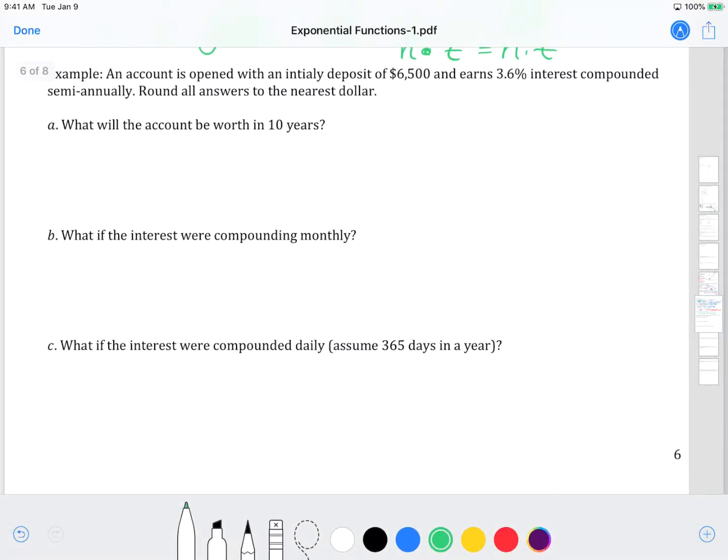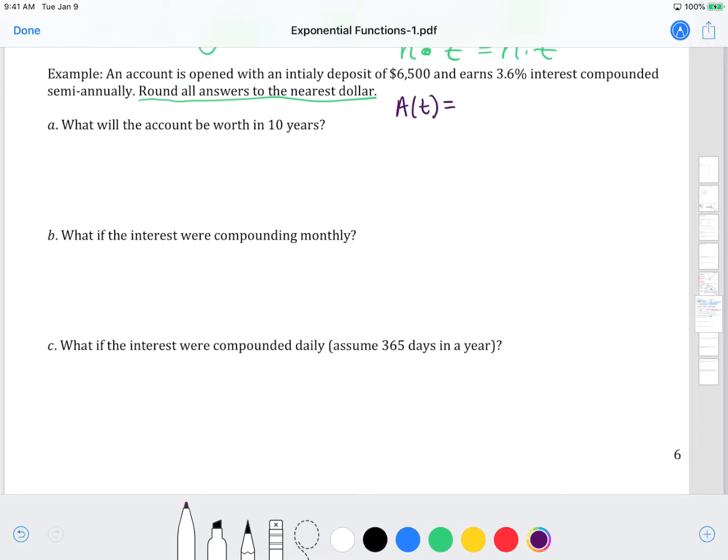Okay, next example. It says an account is opened with an initial deposit of $6,500 and earns 3.6% interest compounded semi-annually. Round all answers to the nearest dollar. So when we're done, we have to make sure that we round to the nearest dollar. Because it's not compounded continuously, it's compounded a certain number of times a year, that means we're going to use this formula here.